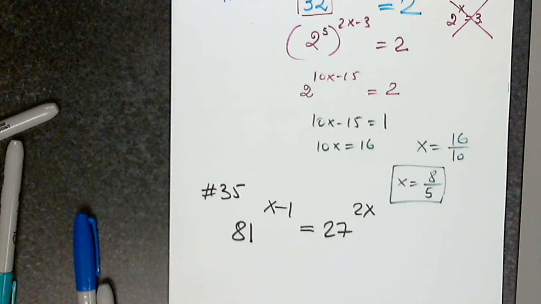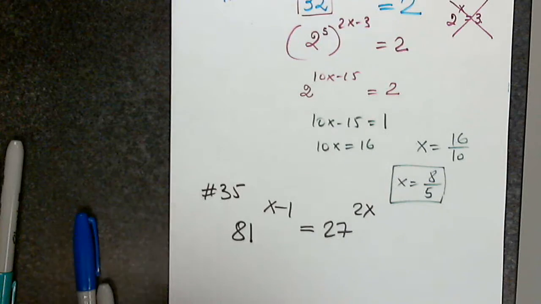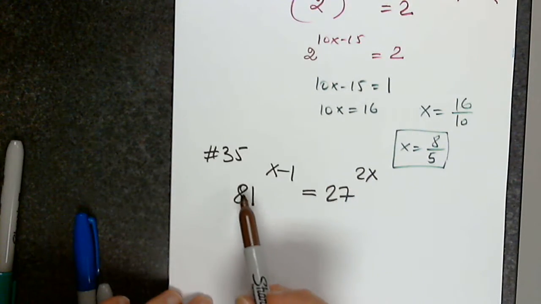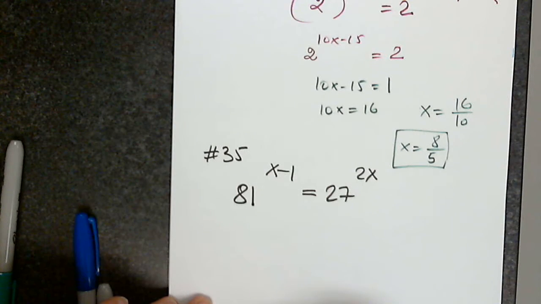Good. Well, 81 and 27, if I can present them with the same base, and the bases should always be prime numbers, not 4, not 6, something like that. Either 2 or 3 or 5 or 7, okay? If I can present both sides with the same base, then I can solve it; otherwise I don't know how to solve it in this class. So what can I do to 81? I need to replace 81 by something raised to a power.